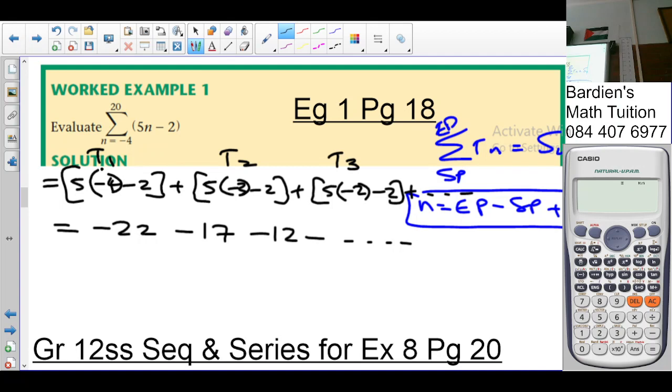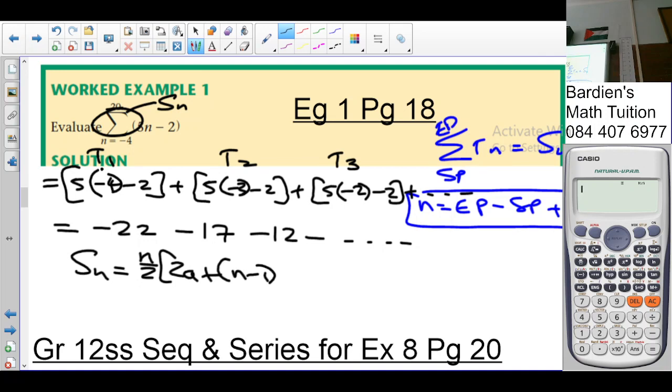Alright. So the first term is negative 22. What's your A value? Negative 22. We've got negative 22, negative 17, negative 12. So what's my D value? Plus 5. What does sigma stand for? Sn, sum of. That is why I wrote down the formula. Sn is equal to n over 2 into 2a plus n minus 1.